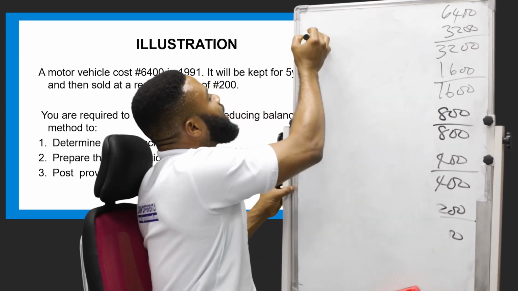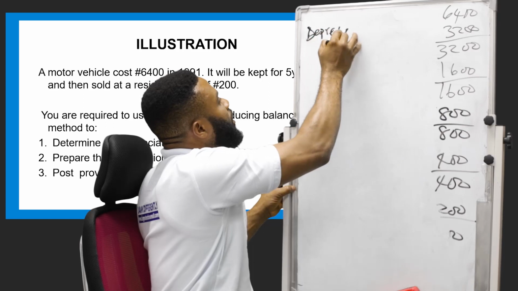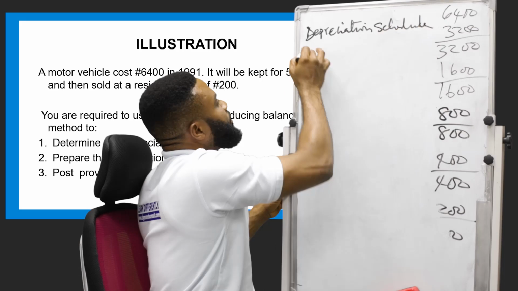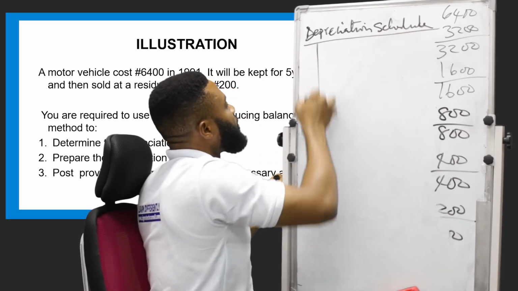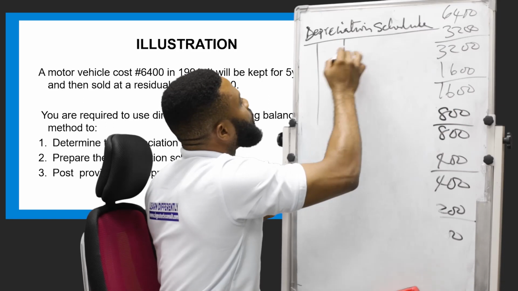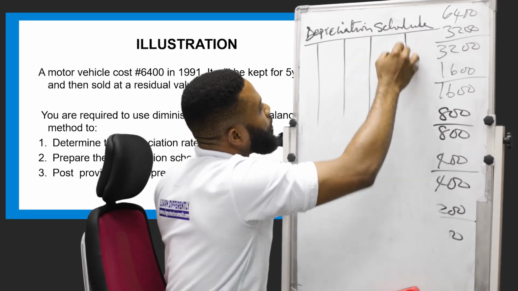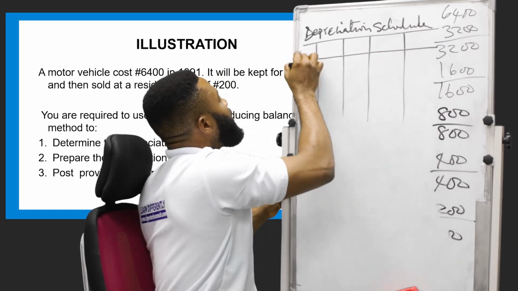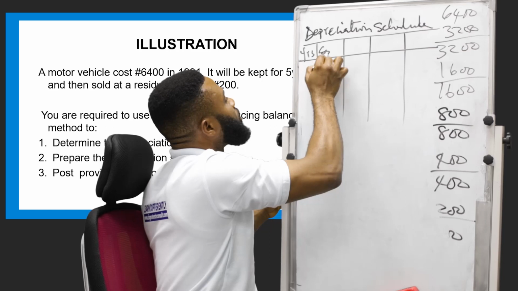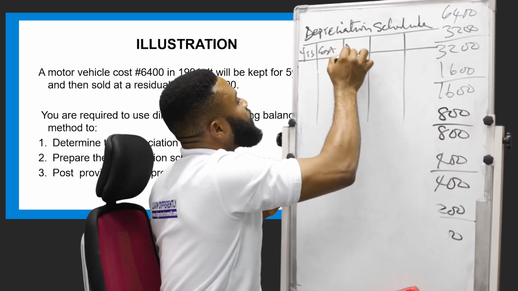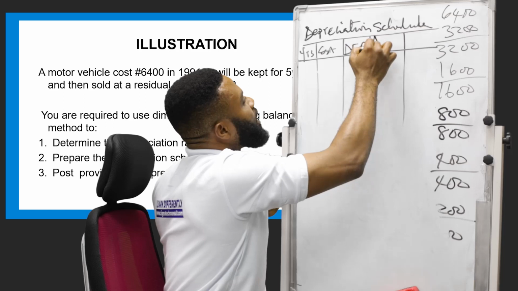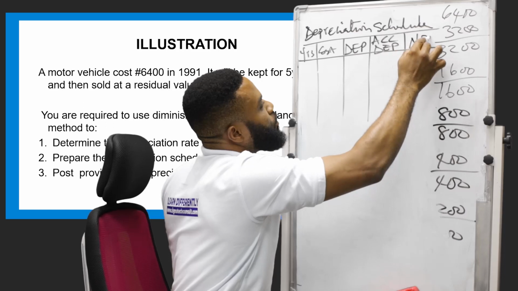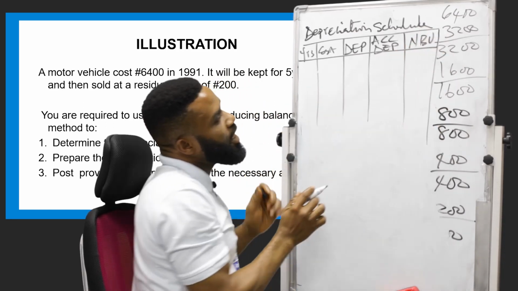All right, so let's go. The depreciation schedule. It has just 5 columns. The first one is the years. The second one is the cost of asset. The third one is the depreciation. The fourth one is what we call accumulated depreciation. And the last one is the net book value.